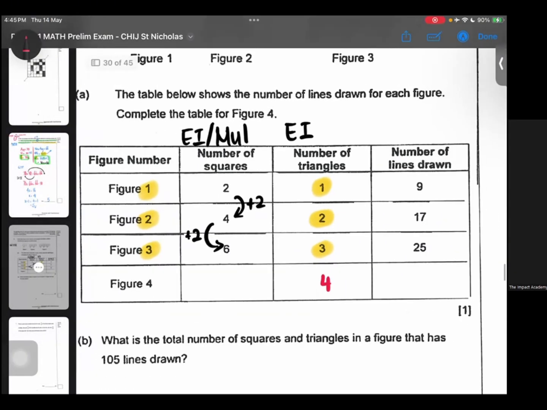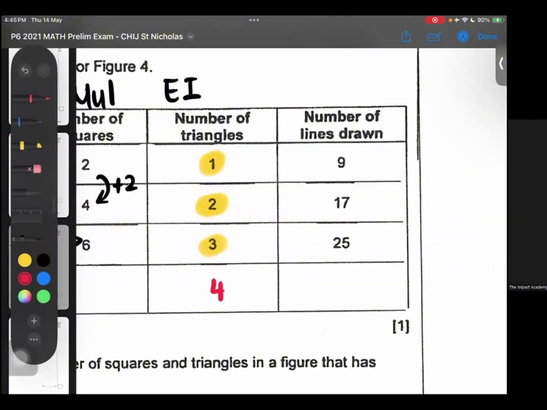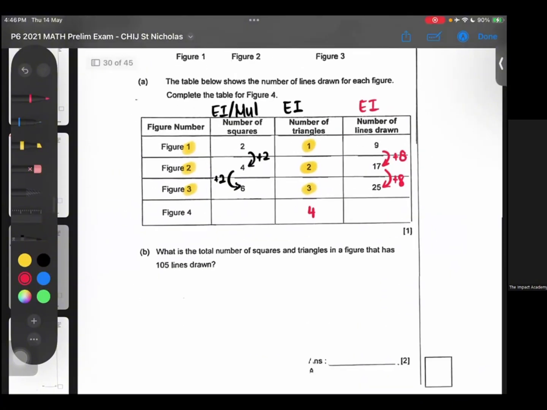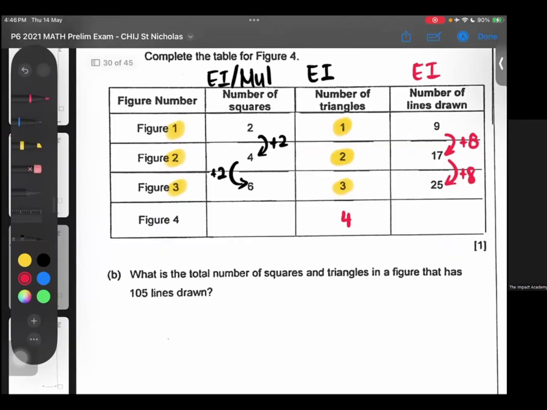True? Then more importantly, when you go to these numbers, you realize that it is what we call an equal interval. Why? Because from 9 to 17, we plus 8. Then over here, we also plus 8. Isn't that true? So you know that this is what we call equal intervals. They are essentially telling us everything is equal intervals. So you don't really have to worry, because very easily you can get it.